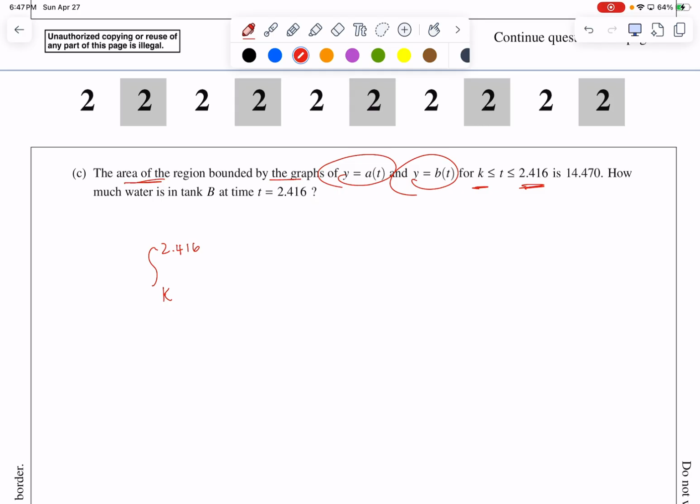Wait a second here. I got to make sure. The area of the region bounded by the graphs of y equals A of T and B of T from K. Oh, I didn't even read the whole problem. Okay, let me finish reading the problem. They already told us what the area between the two curves is. What is it? How much water is in tank B at 2.416? Okay, so this is an interesting question.